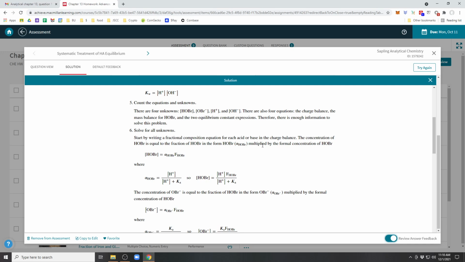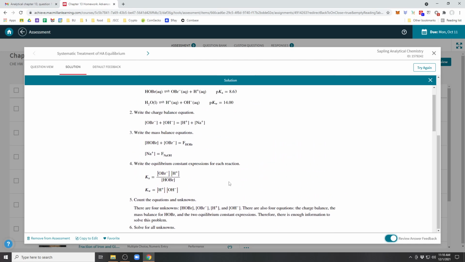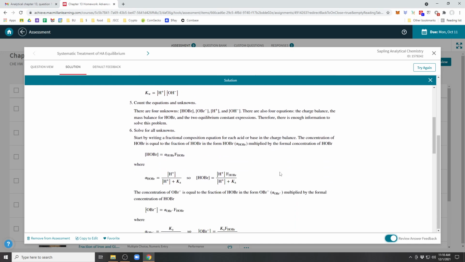It's a very handy tool that you can use to start relating these different equations to each other and start substituting them into each other, so you can solve single variables. So for example, the concentration of the HOBr in solution would be the formal concentration times the fraction of it that remains as HOBr.